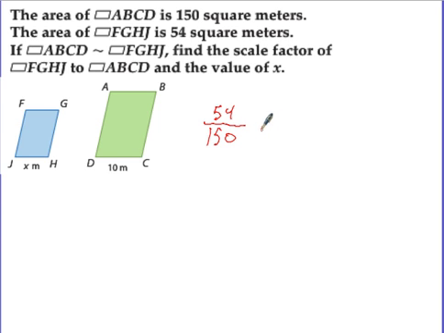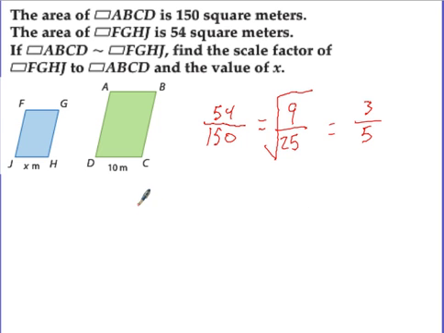And now I want to find the scale factor, not of the areas, but the scale factor of the side lengths. So the first thing I want to do is simplify. 54 over 150, if you divide both of them by 6, you'll get 9 over 25. That's the scale factor of the areas, but I want to know the scale factor of the side lengths. On the last page, we squared it to get what we wanted. What are we going to do this time? Square root. We're going to go backwards. So the scale factor of the side lengths is 3 over 5.